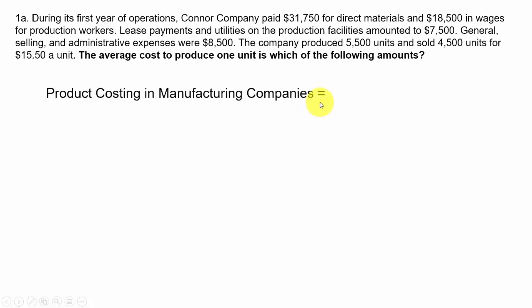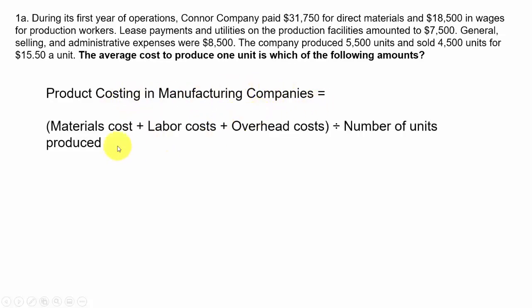would be you take the product cost. In manufacturing companies, it is always going to be equal to 3 things: material cost, labor cost, and overhead cost. You add all those together, divide by the number of units produced, and that's when you're going to get the average cost to produce 1 unit.